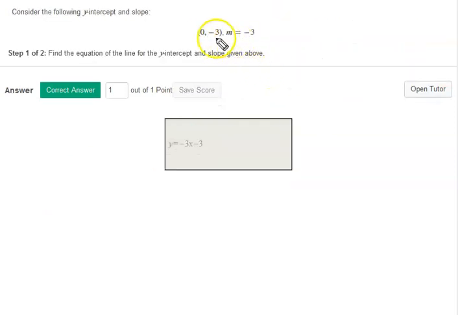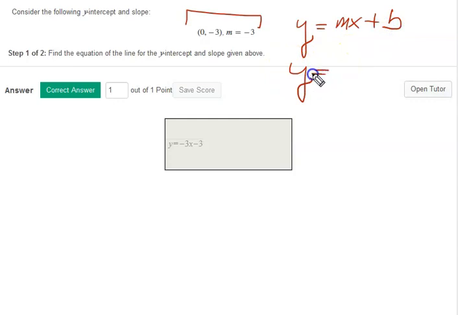Now, as we get to the last one here, again, they want us to write this information into slope-intercept form. So there's our y. Our slope is a negative 3. We have to put the x in. But now we're going to write it in the y-intercept form, the b, which is a negative 3. So there it is. Now they then want you to take this and then graph it.